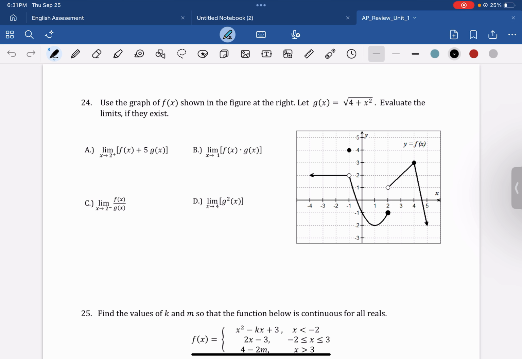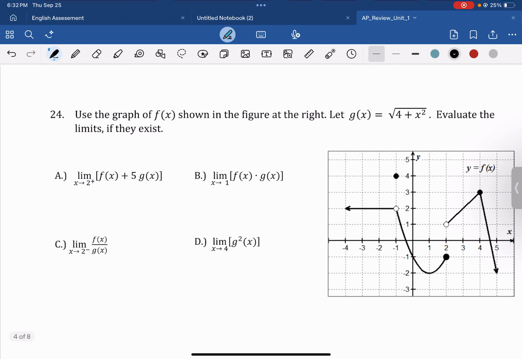Alright, for the first one, use a graph of f of x showing the figure at the right. Let g of x equal the square root of 4 plus x squared. Evaluate limits if they exist. So we know the function f of x is shown in the figure here, and we know g of x equals the square root of 4 plus x squared. So first we have to figure out the limit as x approaches 2 from the right-hand side of f of x plus 5g of x.